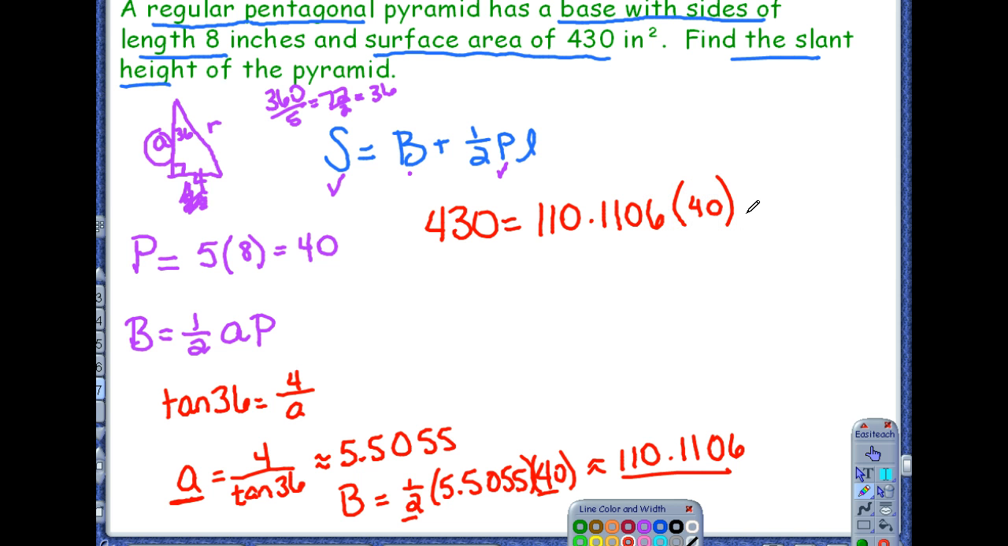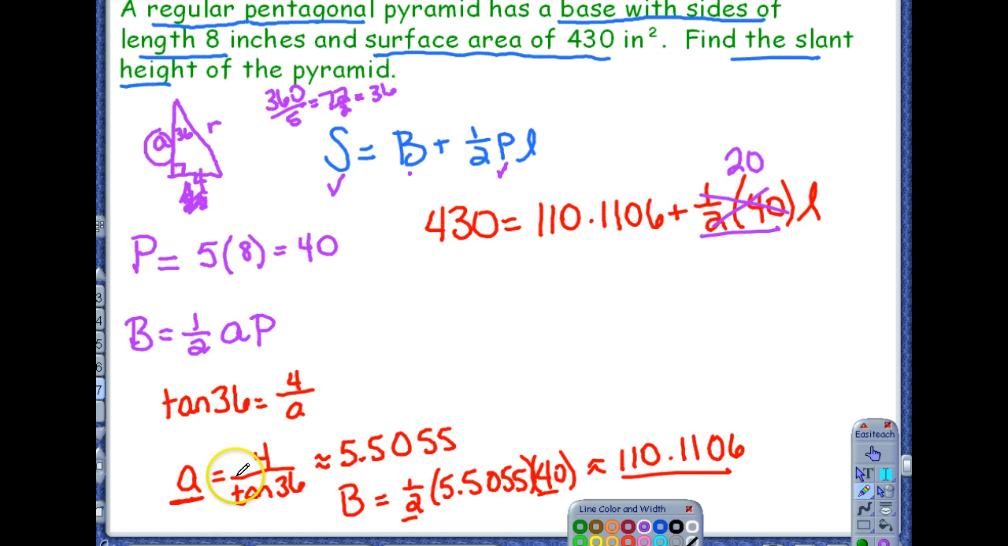Plus 1/2 the perimeter. Our perimeter was 40. So there's our base area plus 1/2 of our perimeter, 40. And the slant height is what I'm trying to find. So what am I going to do next? I would go ahead and just do a half of the 40 and call that 20. I'm just going to write it like this for right now.